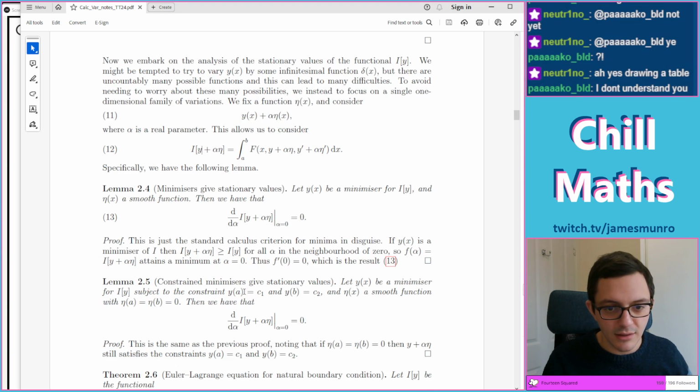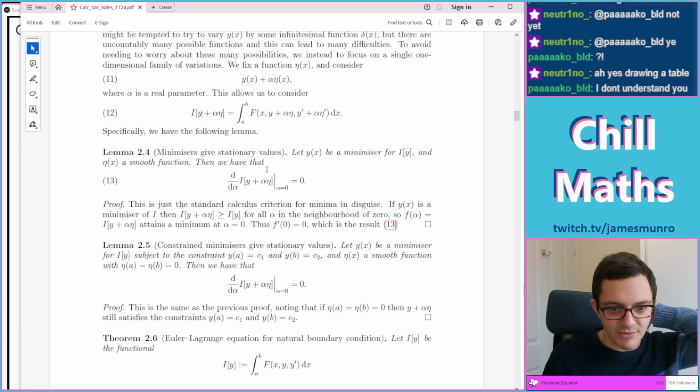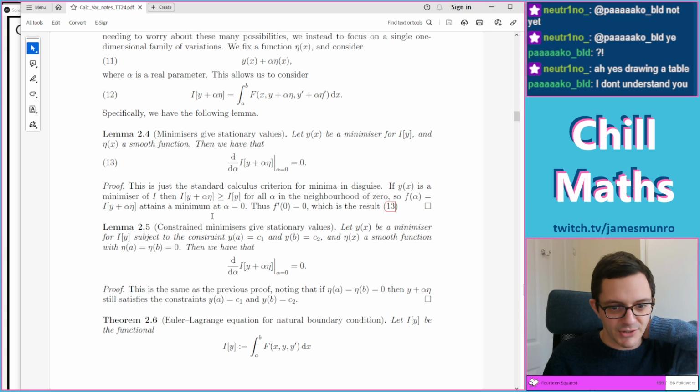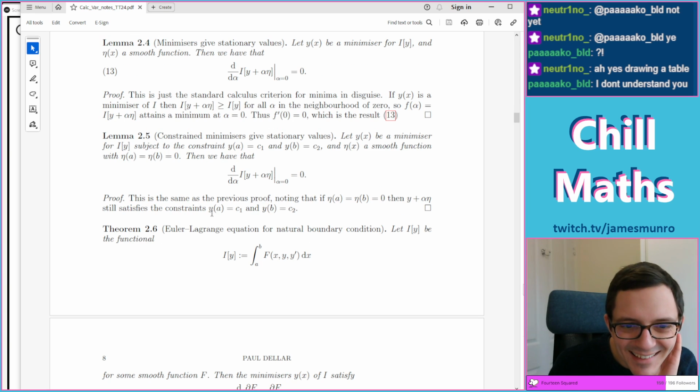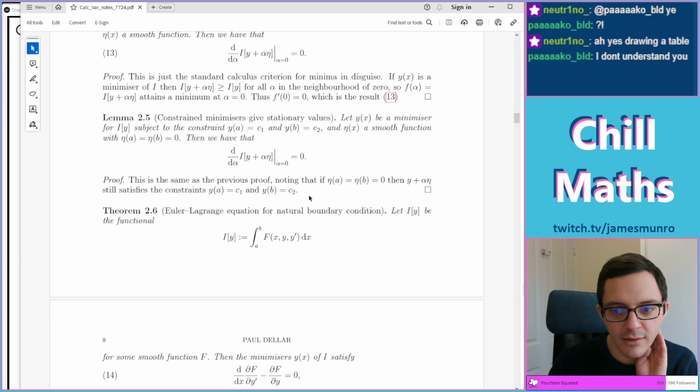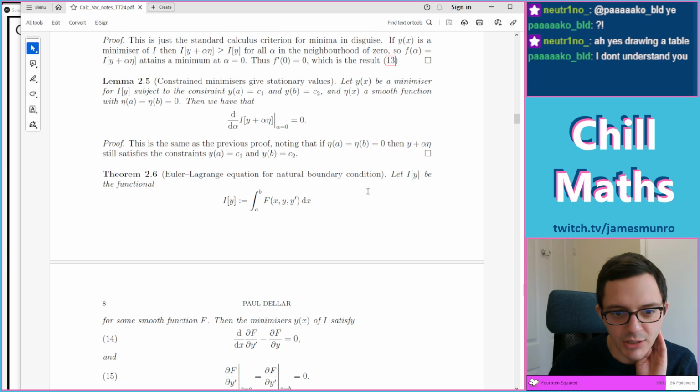Good, okay. So minimizers give stationary values, good. Yeah, that's what I just tried to say out loud. Constrained minimizers give stationary values, okay, fine. Yeah, you look at bump functions that have 0 on the edge, okay.